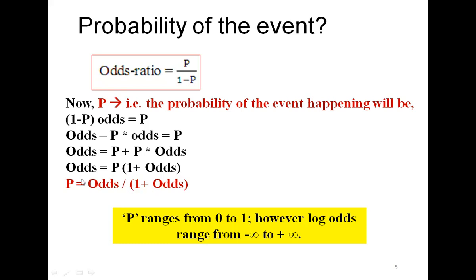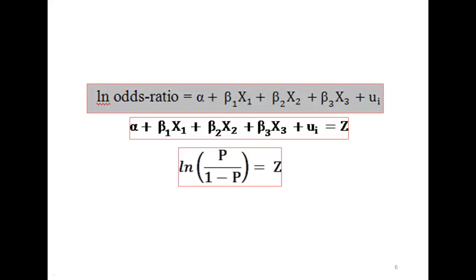Now we can know what P is. P is nothing but odds divided by 1 plus odds. So this P, the probability, ranges from 0 to 1. However, the log of odds can take any value from minus infinity to plus infinity. So we know it very well. Instead of Y, we have the log odds ratio, which is equal to the intercept as well as the parameter or coefficient, you can say, and the independent variables. The regression specification.